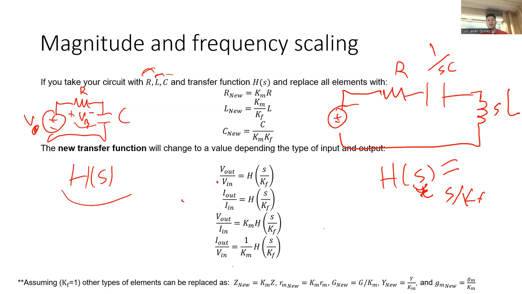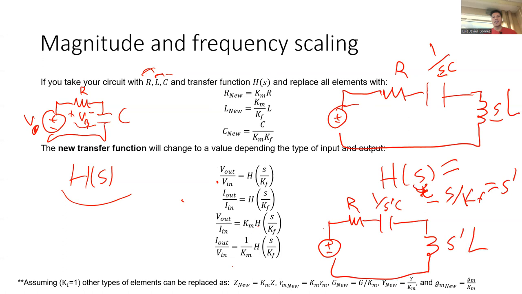All I have to do is wherever I see an S, replace it with S over Kf, and I'm going to get the same transfer function with all the S's replaced by S over Kf. I'll call this S prime for a second. So I'm going to design a new circuit with R, a capacitor with impedance one over S prime C, and an inductor with S prime L. This is the exact same circuit, all I did was replace the S's with S primes. Would any of you disagree that the transfer function for this circuit is going to be the same?